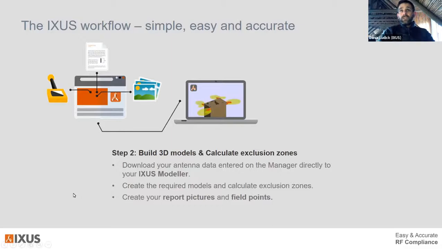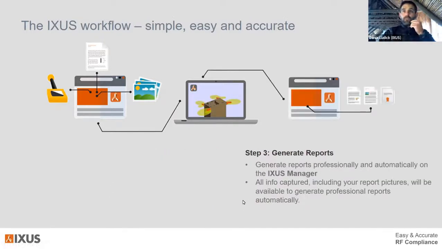Step two is you extract this data in your IXUS Modeler, and you draw your site with your buildings and so on. You place your antennas, and you generate your pictures, and also maybe points of interest like field points or slice data and so on. Then step three is that the information is all synchronized back to the IXUS Manager, with which you can then generate a report based on a preloaded report template.